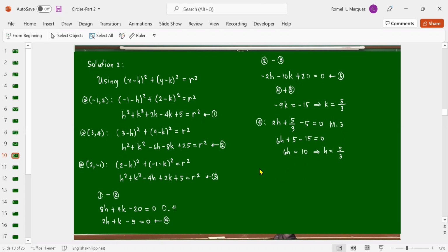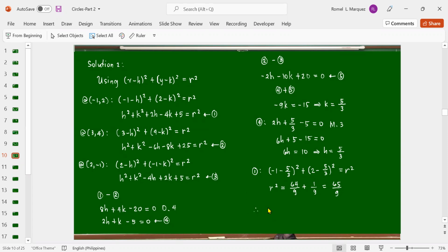Let us have r squared. What about r squared? From equation number 1, we have negative 1 minus 5 over 3, quantity squared, then plus 2 minus k, k is 5 over 3, quantity squared, equals r squared. R squared therefore is equal to 64 over 9, and then plus 1 over 9, getting 65 over 9. Okay, guys?